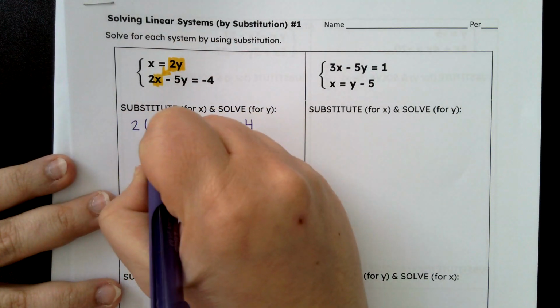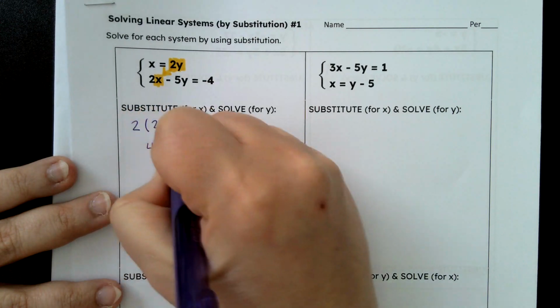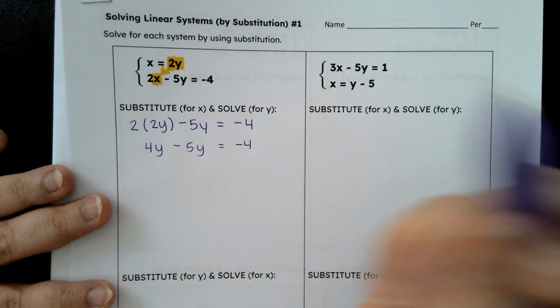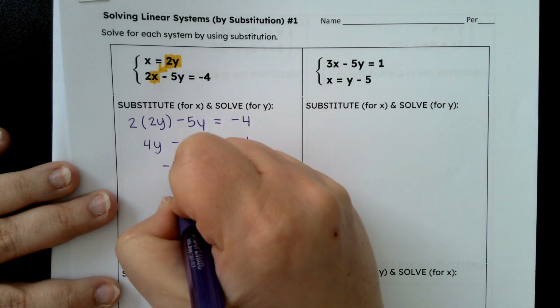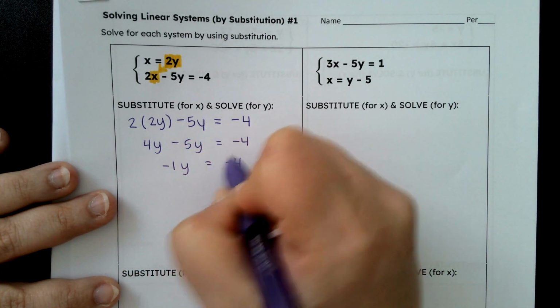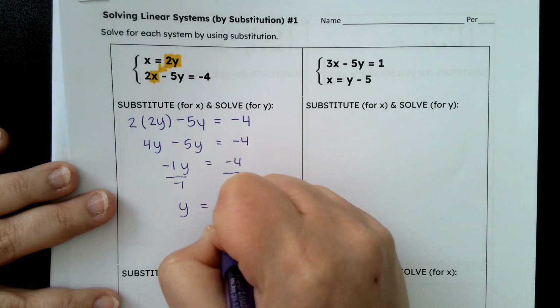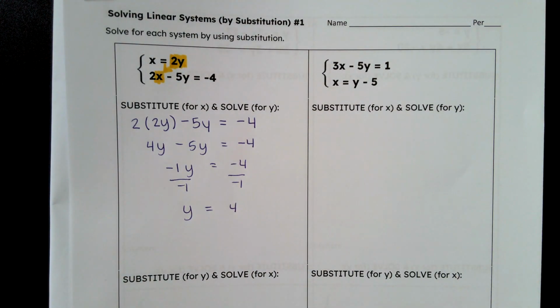Let's distribute. 2 times 2y is 4y minus 5y equals -4. That becomes -1y equals -4. Divide by -1, y equals 4. So I figured out what y equals.